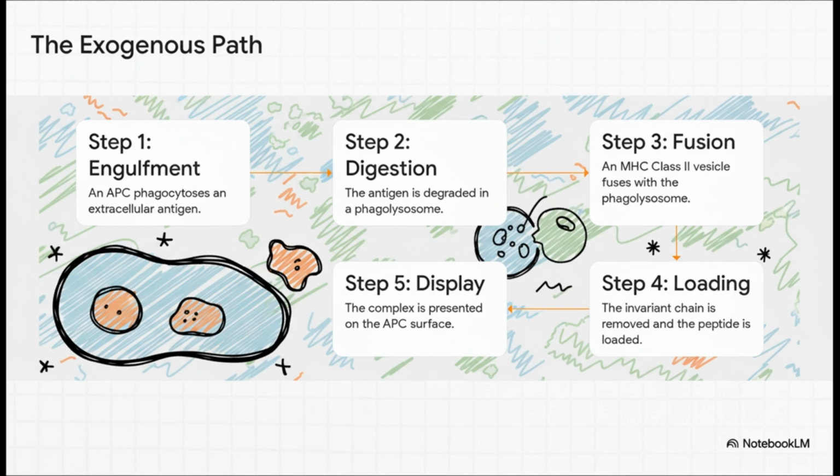Now here's a super clever part. To stop these MHC2 molecules from accidentally picking up the cell's own internal peptides, which are meant for MHC1, their binding groove is plugged up by a placeholder protein called the invariant chain.